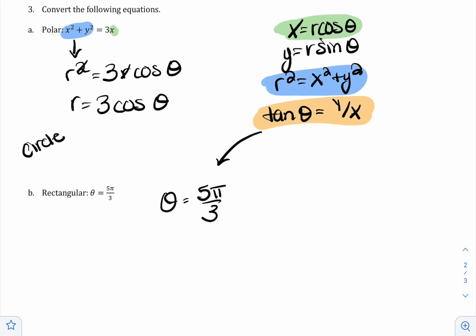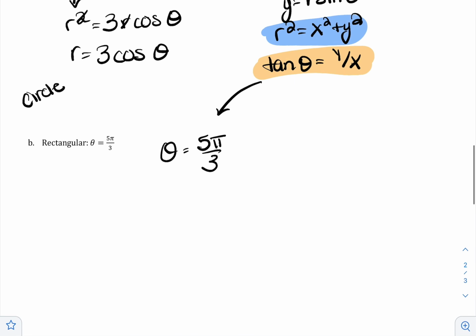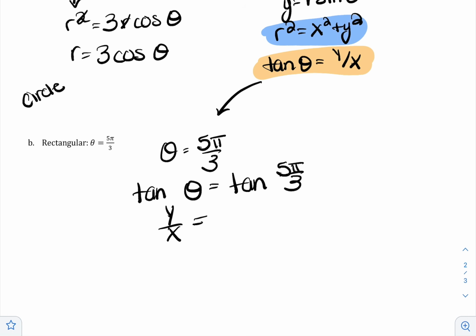Now, my conversion formula with theta has tangent. And very luckily for us, we can do something to one side of the equation as long as we do it to the other. So I'm going to tangent both sides. And now I can change tangent theta into y over x. And I can evaluate the tangent of 5 pi over 3.